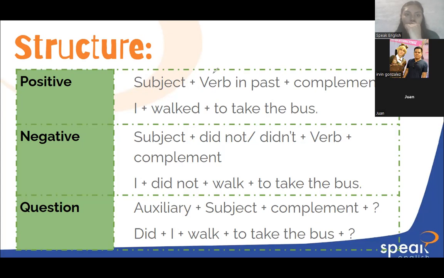Let me see. Why do we add ed to the verb? Because it's a regular verb. And also it's in past. Excellent. This is the simple past, remember.